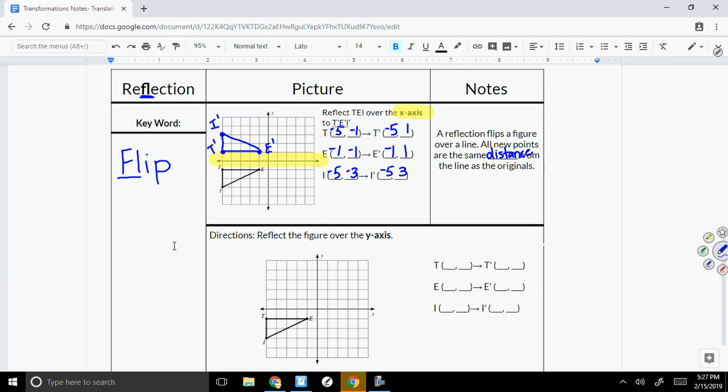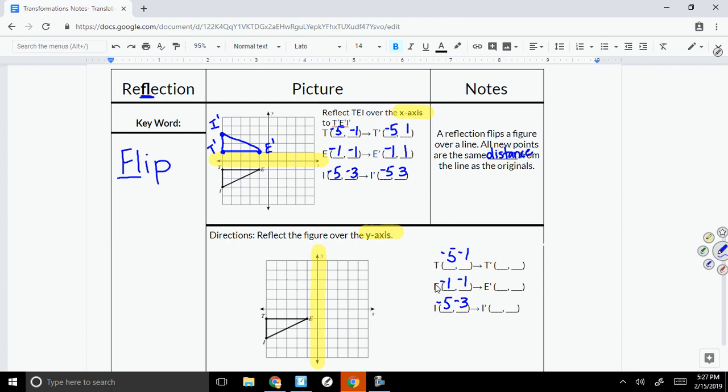All right, let's try another example. This time it's the same triangle, but we're going to reflect it over the y-axis, and that makes a huge difference with our answer. So you have to be extra careful what they're saying. Again, I want you to mark the y-axis on your paper. And we're going to just copy our original points from above. So T is at (-5, -1). E is at (-1, -1). And I is at (-5, -3).